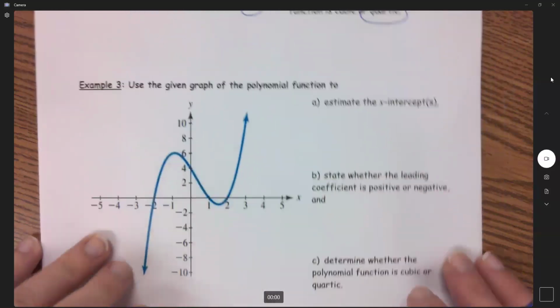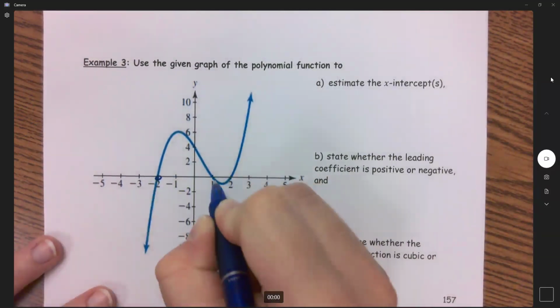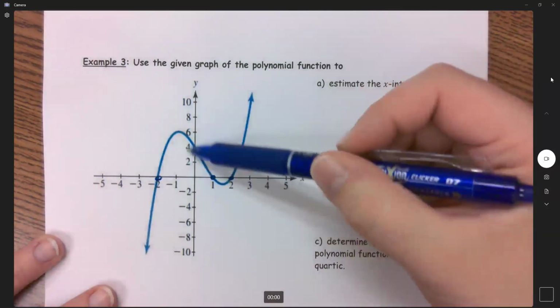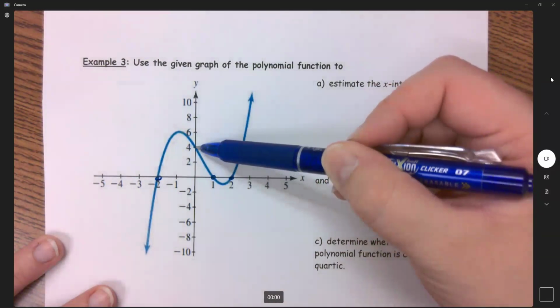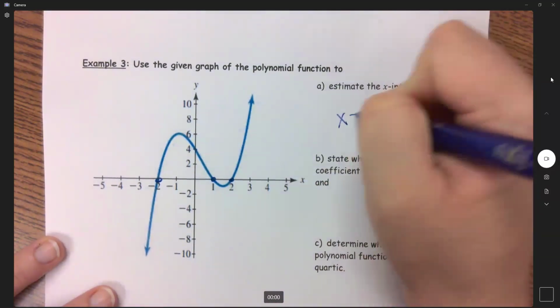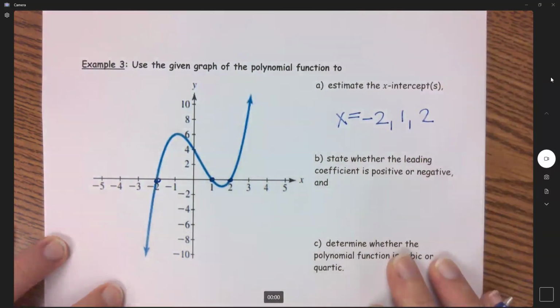Okay. Example 3, exact same things. Estimate the x-intercepts. So we have one here, here, and here. That's where it's crossing the x-axis. So notice I'm not including this 4 right here. That's a y-intercept. I need just x's. So x equals -2, 1, and 2.